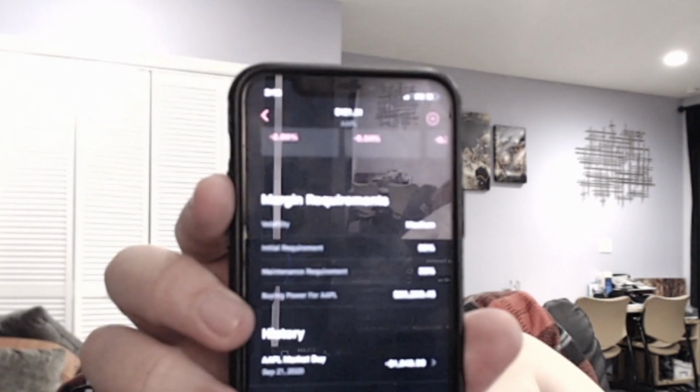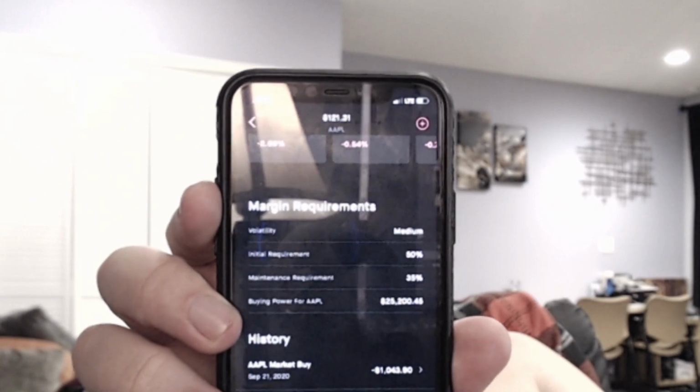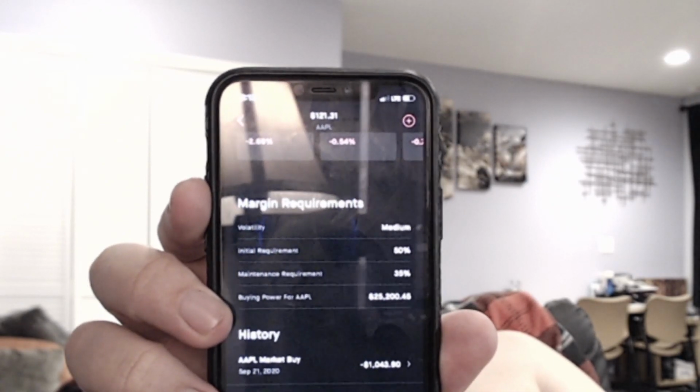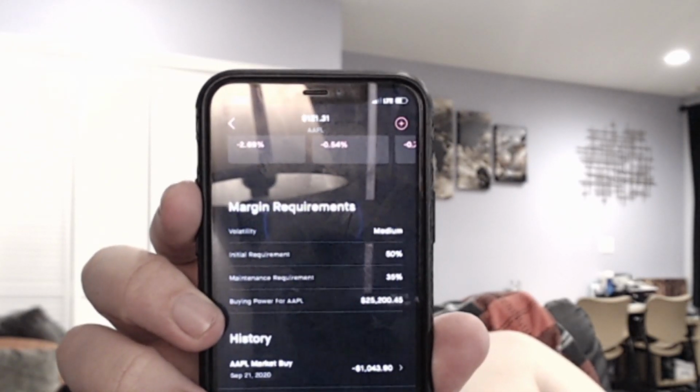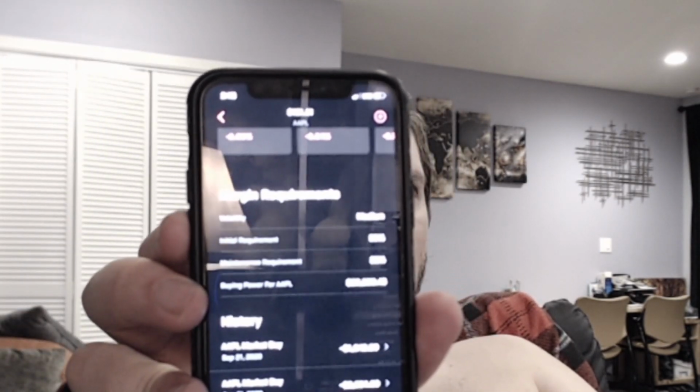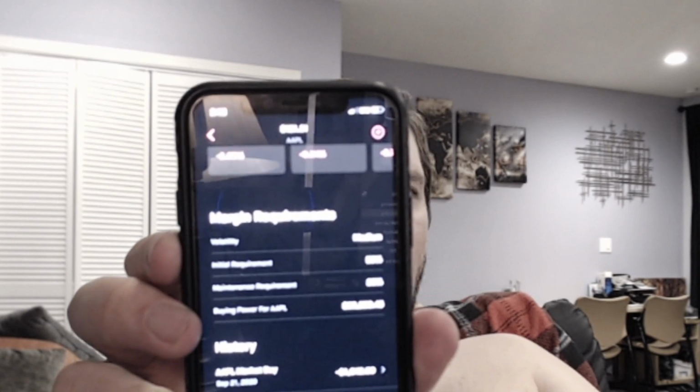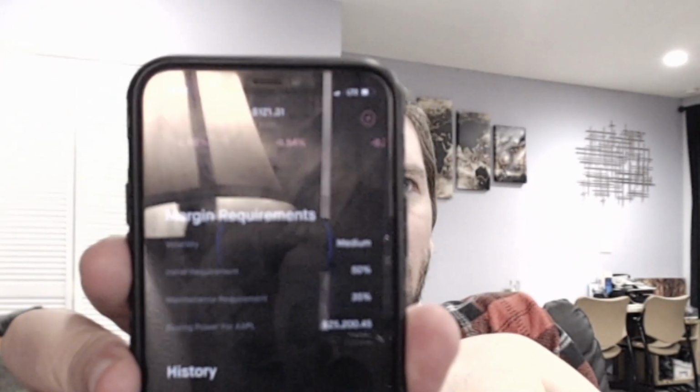It says 50.35. Hopefully it focuses for a minute. See how it says 50.35? Well, I think if I increase the brightness, it's better. Let's see. Maybe not. Oh no, it's worse. That's okay, we'll play around with this. Anyway, 50.35.